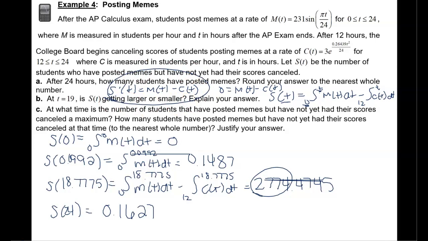So it says how many students have posted these but have not yet had their scores canceled. That's 2,774. Justify your answer. So again, my justification would be that this is a critical point and therefore it matters.